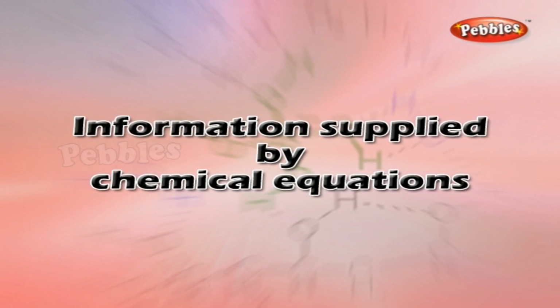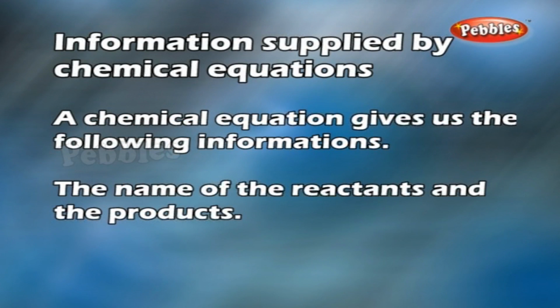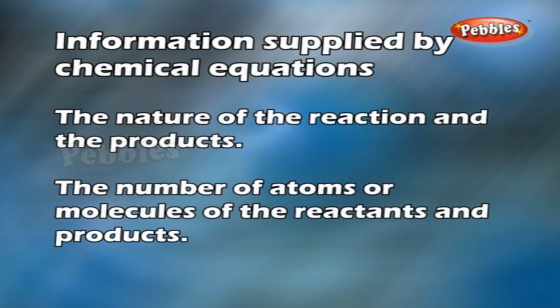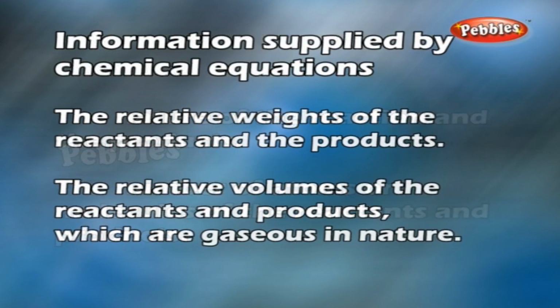Information supplied by chemical equations. A chemical equation gives us the following information: the names of the reactants and the products, the nature of the reaction and the products, the number of atoms or molecules of the reactants and the products, the relative weights of the reactants and the products, the relative volumes of the reactants and products which are gaseous in nature.